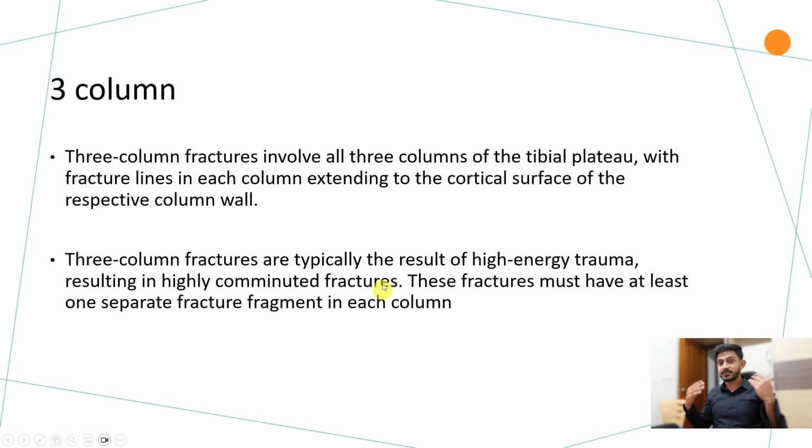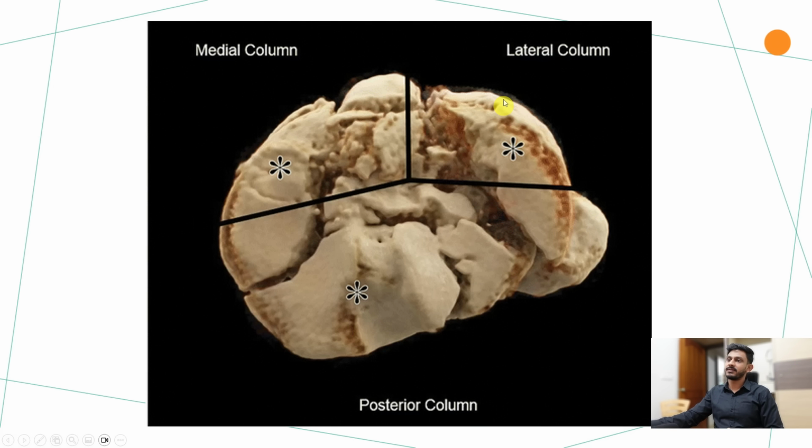Coming to your 3 column fracture, same logic. There will be a separate fracture fragment in each of the 3 columns, the medial, lateral and the posterior column. That will be a 3 column fracture. So you can see there's one fracture fragment here, and there's one fracture fragment here, and there's one here: posterior column, lateral column and medial column. So there's a separate fracture fragment in all 3 columns. So that'll be it for the 3 column classification. Thank you.